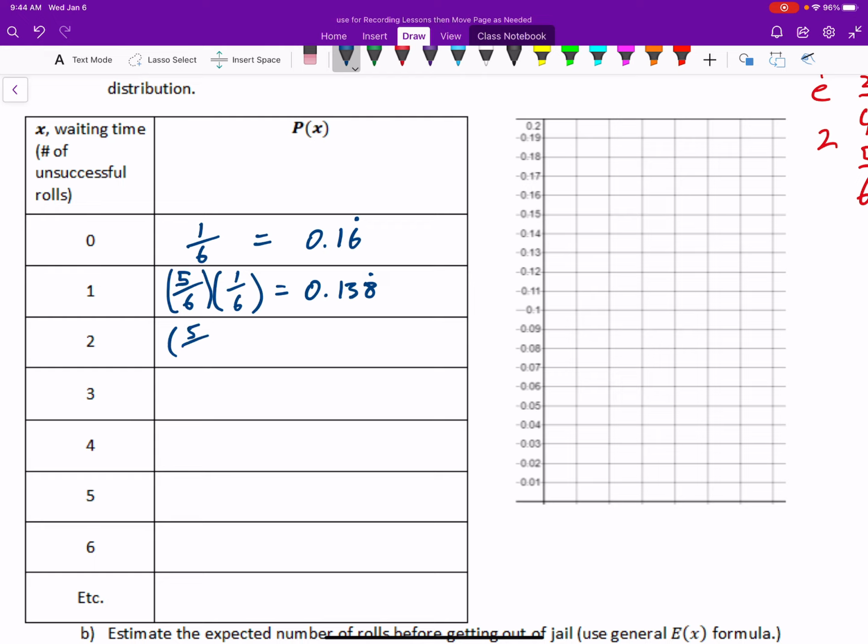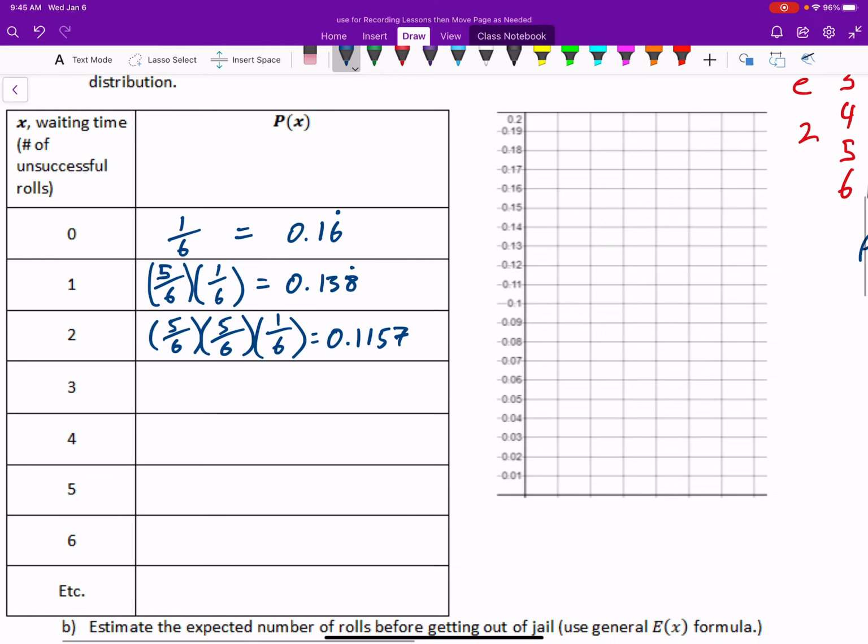Well, 5/6 probability on the first roll, then we're unsuccessful again, another 5/6 probability, and then finally on the third roll we're successful. So really, if you look at that, I could rewrite this as 5/6 squared times 1/6. But I won't write that like that right now. Anyway, what that works out to is 0.1157, approximately. I've rounded.